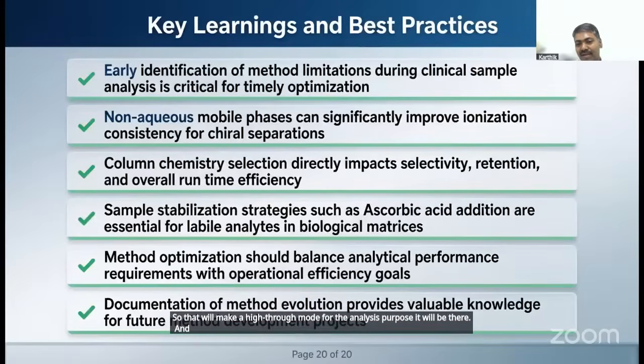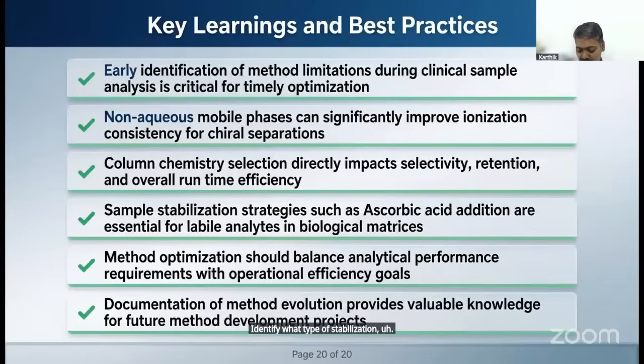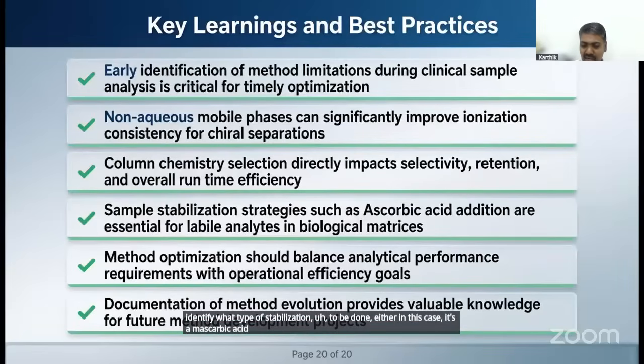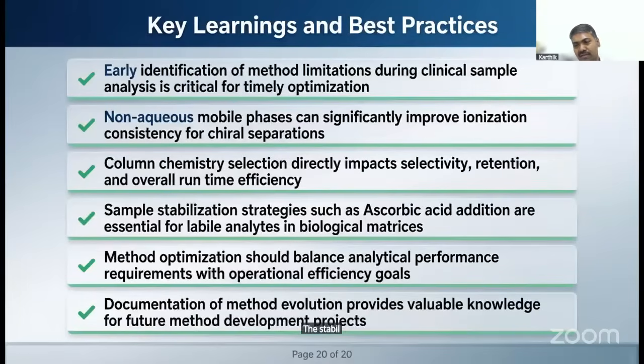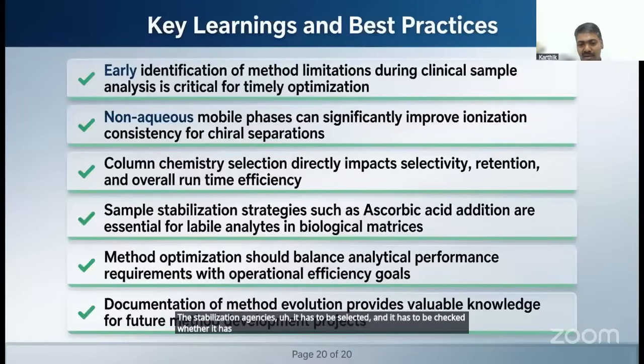Sample stabilization strategies also have to be considered because some analytes are labile in biological matrices. To identify what type of stabilization is needed: in this case it's ascorbic acid, but in other cases it may not work, depending on the type of degradation that happens in the biological matrix. The stabilization agent has to be selected and checked for whether it is stable or not. And method optimization is done according to the analytical performance requirements.